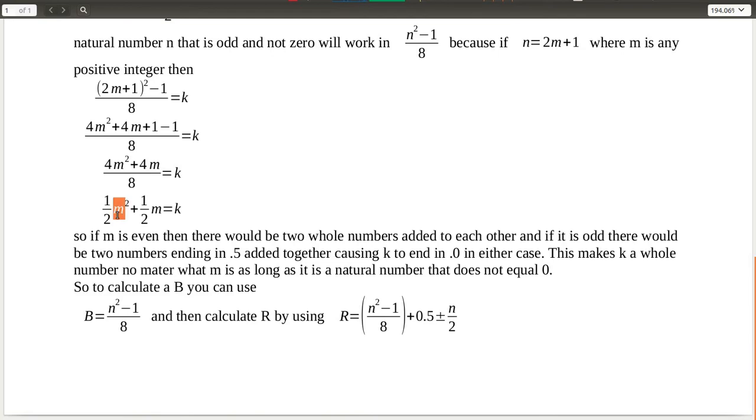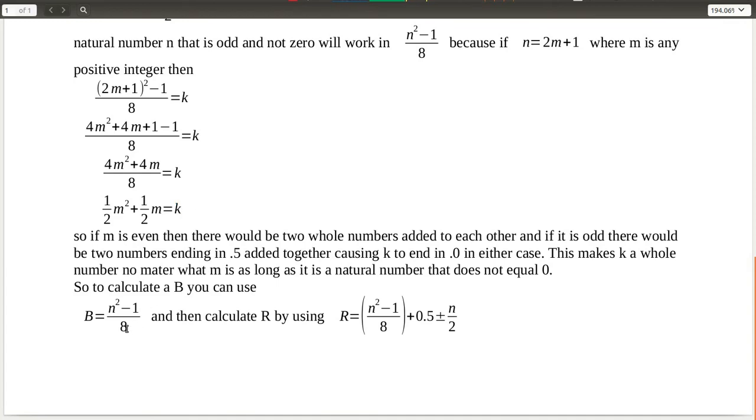So if m is an odd number, then m squared will also be an odd number. So then this will be odd, and this will be odd as well. So with these two m's being odd, they'll both end in 0.5. So if we have two 0.5s added together, we'll get a 1. So it's going to be two values that both end in 0.5 added together to have another value that has no decimal behind it. If it's even, then the dividing by 2 will result in a whole number, which will also make k a whole number. So for any integer m, where m is greater than or equal to 0, k is a whole number.